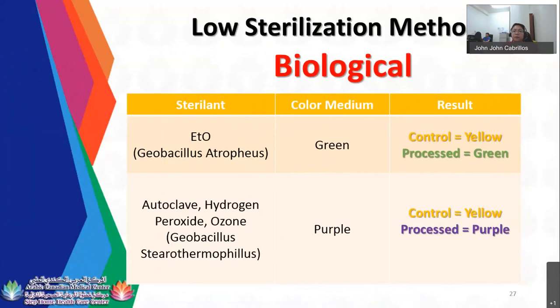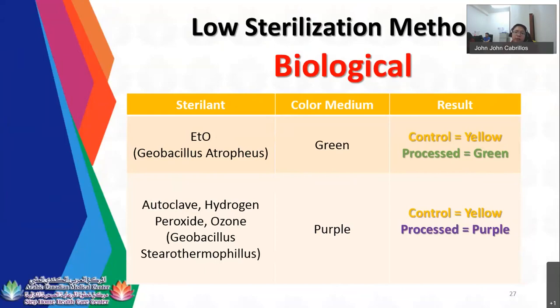So please remember, I will just repeat this one. There are two biological indicators used in CSSD, which are your Geobacillus atrophaeus and your Geobacillus stearothermophilus. For your ETO, it's atrophaeus. The color medium is green, while for your Geobacillus stearothermophilus, the color medium is purple. So for your ETO, or ethylene oxide sterilization, the control is from green, it will change to yellow. Once it remains green, it means there's no bacterial growth.